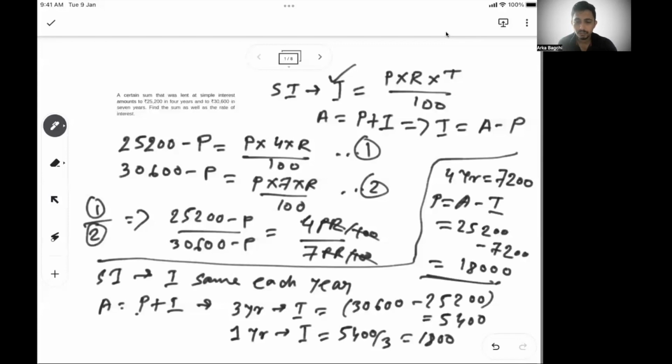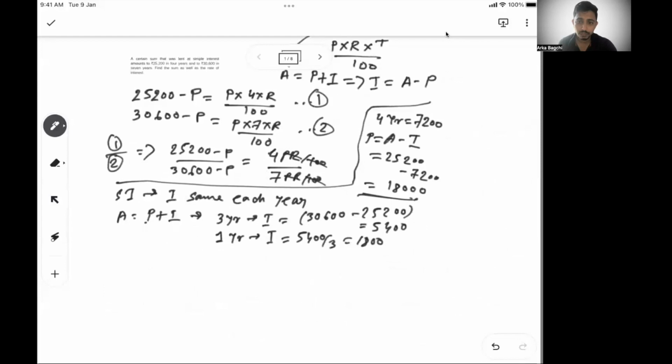So since we have calculated the interest for 3 years, for the 4th to 7th, and considering that interest is the same, we calculated the per year interest, and per year interest is this much. So for 4 years, the interest will be 7,200. And from that 7,200, we can calculate the principal by subtracting from the amount. So this is one way of calculating the principal. Now they have asked for the rate of interest. Now that should be fairly simple.